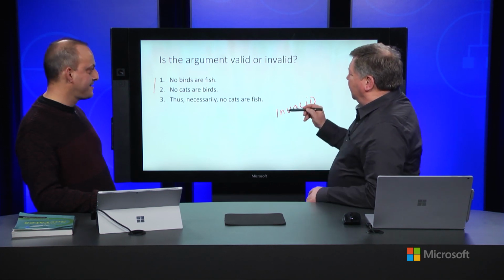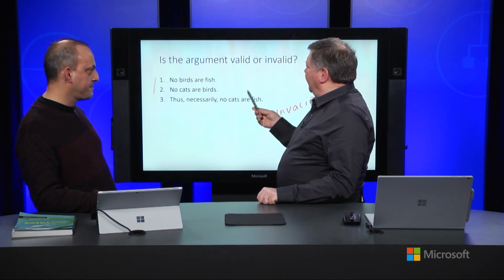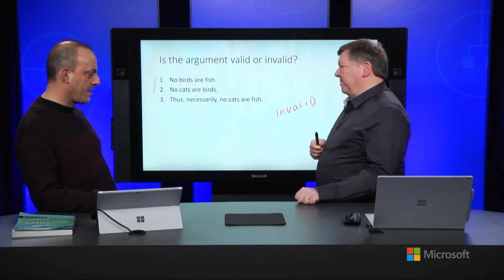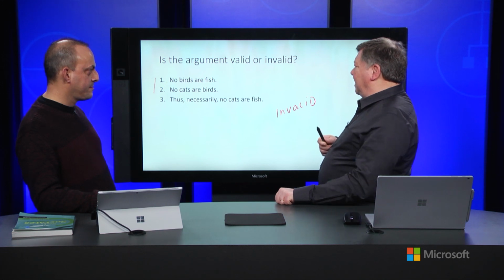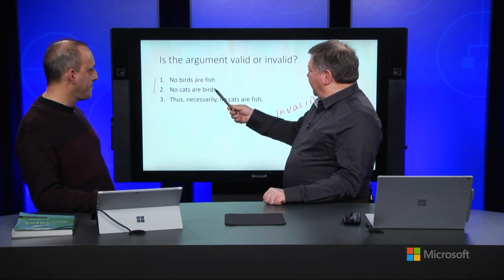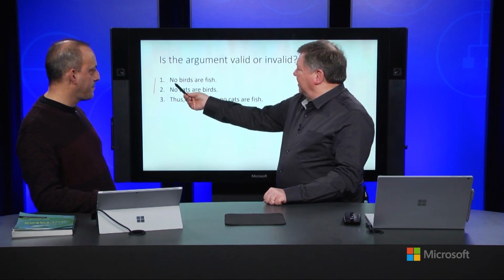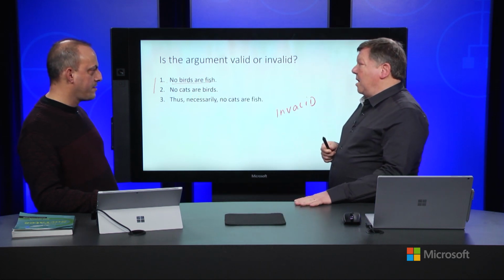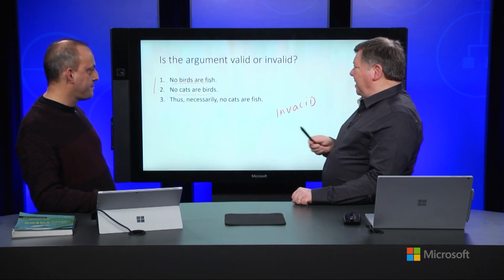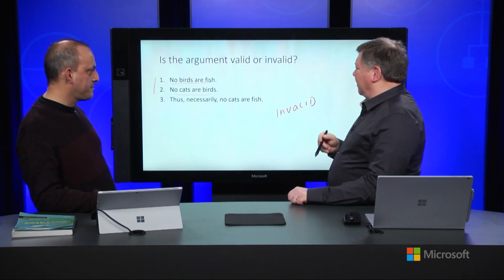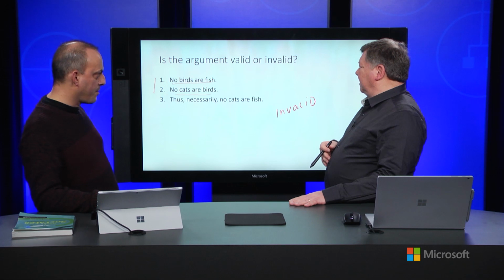So let's think about it. When we say that no birds are fish, we're telling you that there are no birds in the fish category. Right. But we're not telling you that there are no cats in the fish category. We're not saying anything about cats in this very first premise. Correct. Okay, now the second premise says there are no cats in the bird category, but that doesn't tell us anything about the fish category, if you think about it. So the terms aren't relating to each other properly in the premises. Is that what you're saying?